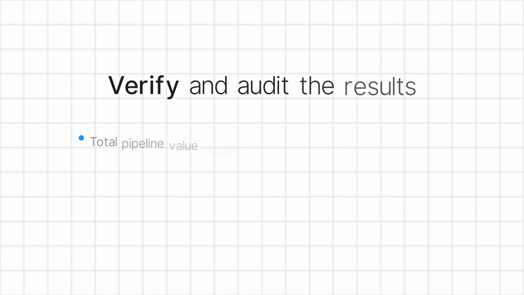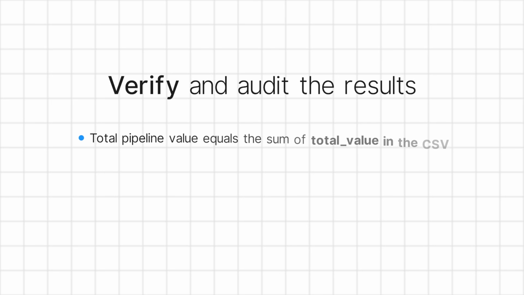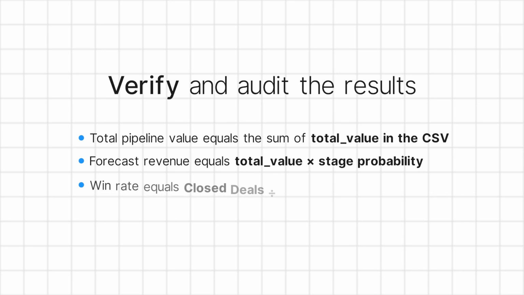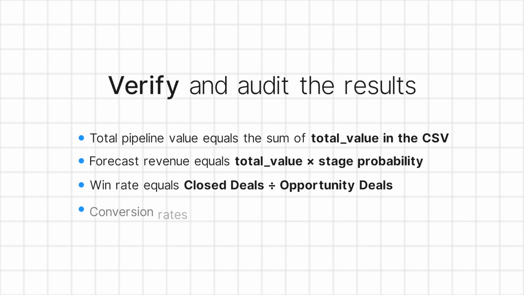Verify that the total pipeline value equals the sum of total_value in the CSV. Confirm that forecast revenue equals the sum of total_value multiplied by the stage probability for each row. Check that win rate equals closed deals divided by opportunity deals, and validate conversion rates against the stage counts.